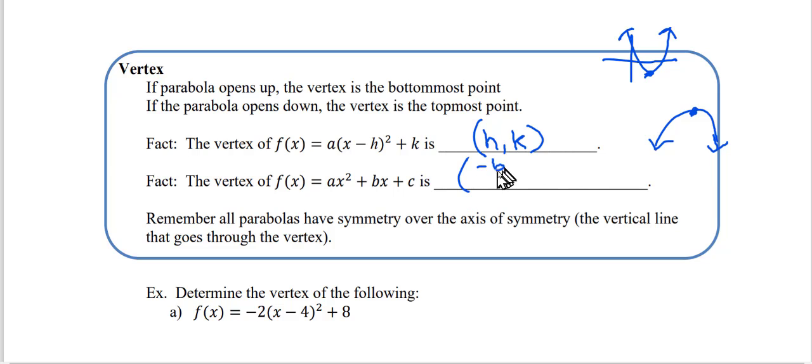It is negative b over 2a for the x value. So you're going to take the opposite of this number and divide it by 2 times that number. That gives you the x coordinate.